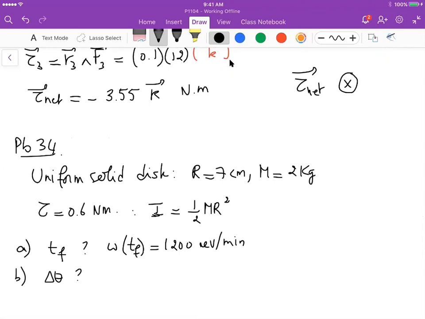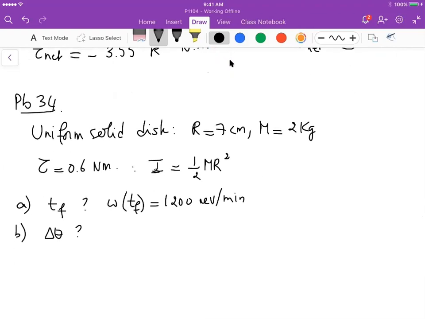Very good. Let's see how we are going to solve this question. Let's start with the first part. We are asked to find the time tf, for which omega final is equal to 1,200 revolutions per minute. So if we know omega as a function of time, we can deduce how much is t final. But for this reason, we need to know the equation of omega as a function of time. And since here it says that the wheel accelerates uniformly under the action of the constant torque of 0.6 Newton times meter.